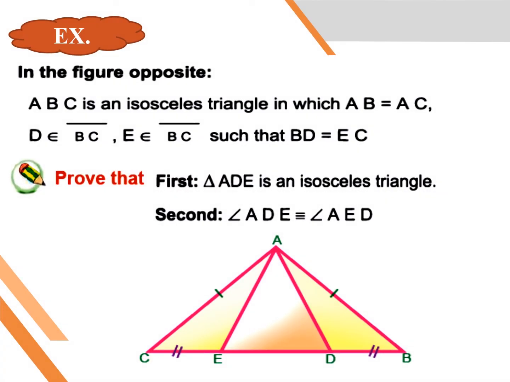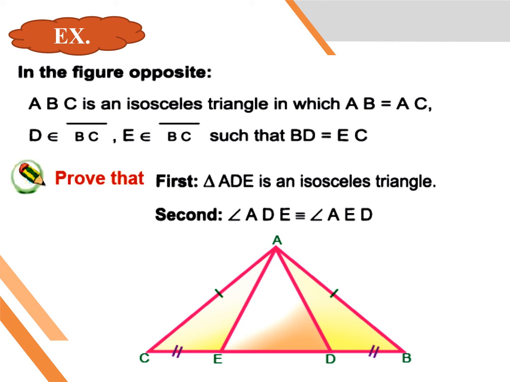Okay, another exercise in the opposite figure. ABC is an isosceles triangle in which AB equals AC, D belongs to BC, and E belongs to BC, such that BD equals EC. Prove that, number 1, triangle ADE is an isosceles triangle. Number 2, angle ADE is congruent to angle AED.